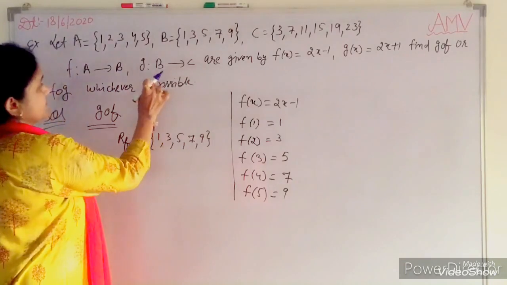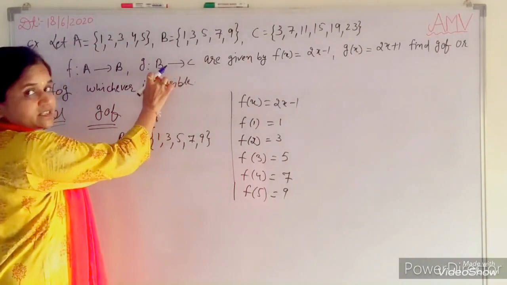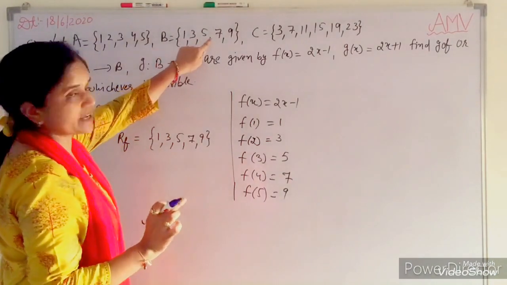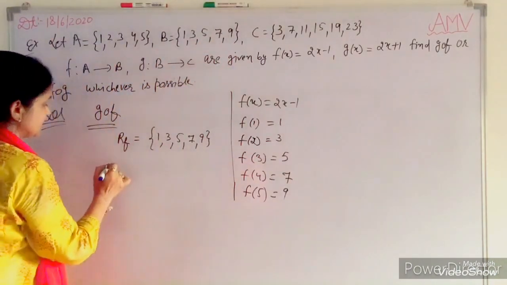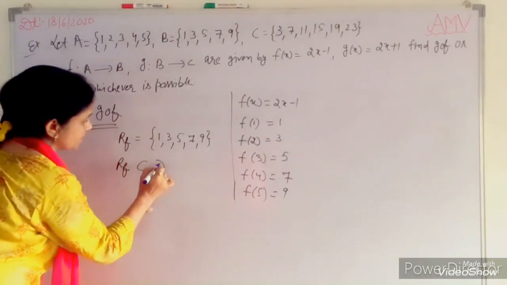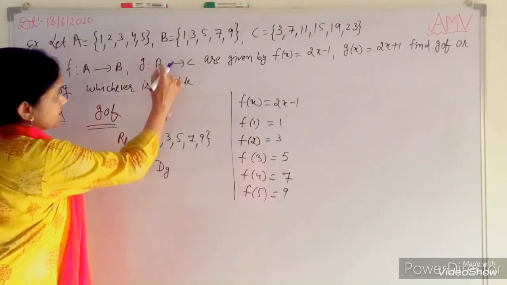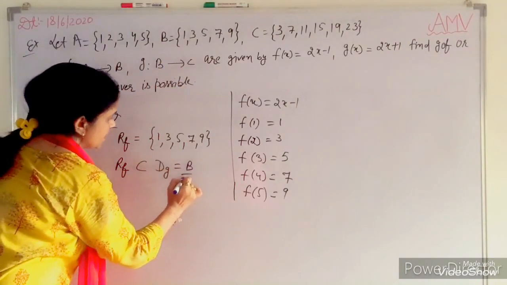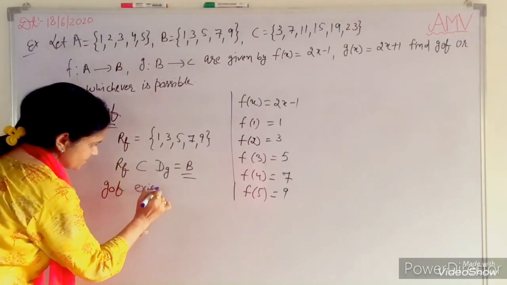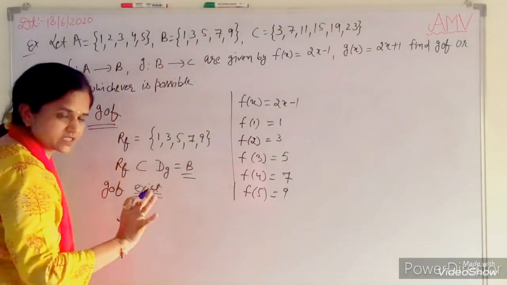And see here, the domain of function g is set B. Set B is 1, 3, 5, 7, 9. So we can say that the range of f is a subset of the domain of g, which is set B. Hence gof exists, which means it is possible.